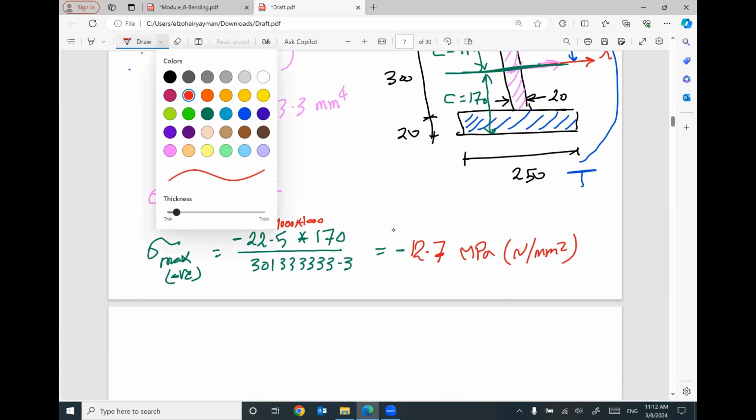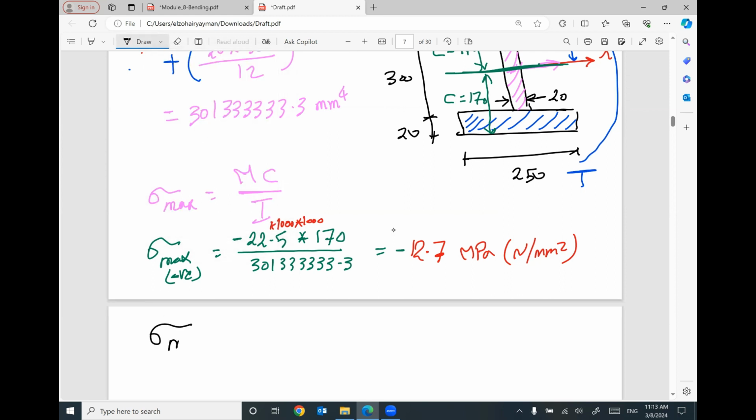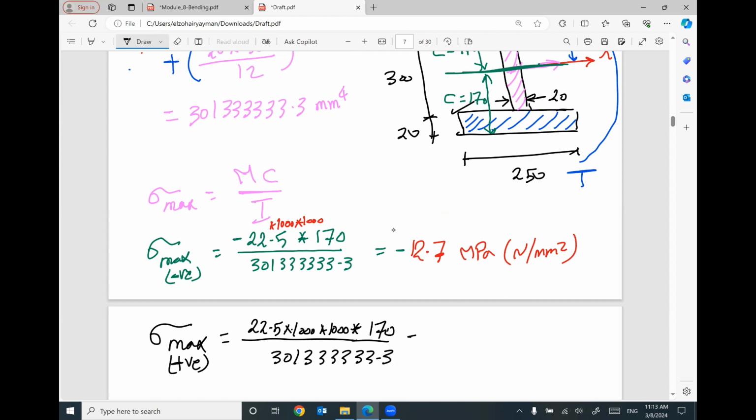And the maximum bending stress at the bottom, which is tensile stress, will equal 22.5. I'm going to multiply it by 1000 to be Newton, another 1000 to be in millimeter, times 170 to the bottom, divided by the moment of inertia. So the value will be the same, but positive.